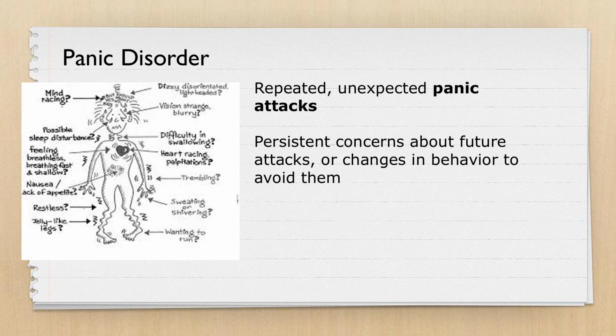Okay, now let's talk about panic disorder. People with a panic disorder have to fulfill two main criteria. First is repeated and unexpected panic attacks. Second is persistent concerns about future panic attacks or change in behavior to attempt to avoid panic attacks. So, two things here. First, that person needs to experience panic attacks. Second, they need to have persistent concerns about future attacks.